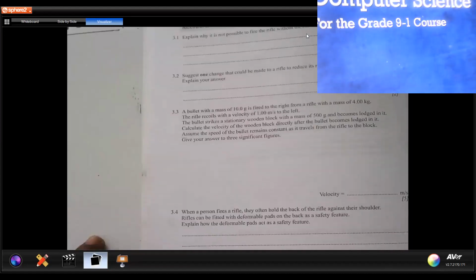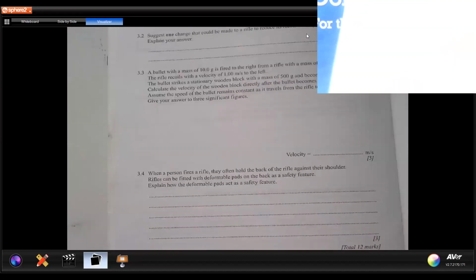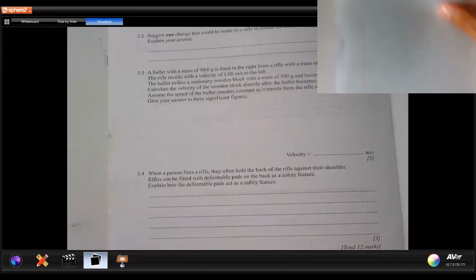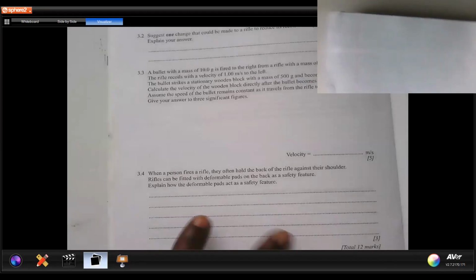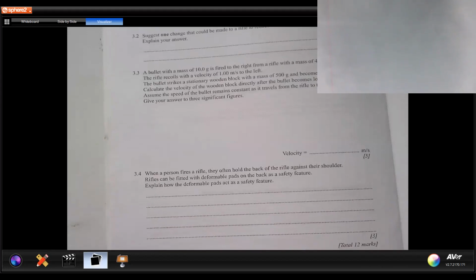Okay, thanks. This is a grade 9 AQA question. You know about that one, Jay? Okay. So, just 3.2. 3.3. We're just going to go straight to it. A bullet with a mass of 10 grams is 5.